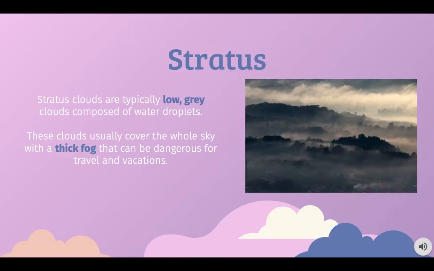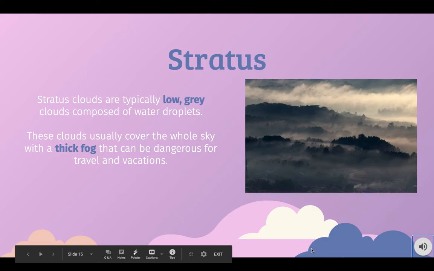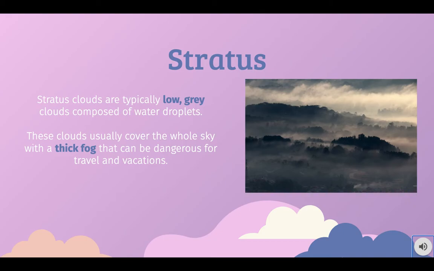What is a stratus cloud? Stratus clouds are typically low, gray clouds composed of water droplets. These clouds usually cover the whole sky with a thick fog that can be dangerous for travel and vacations. If you have ever seen fog whenever you are driving with your parents, that is a low stratus cloud.